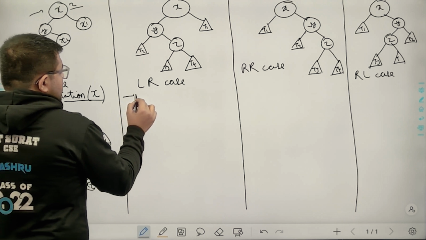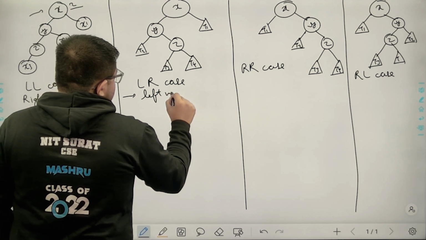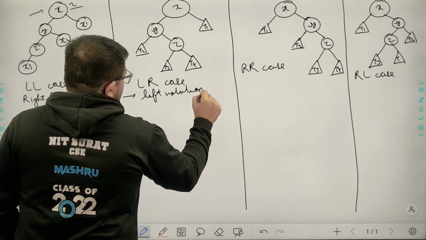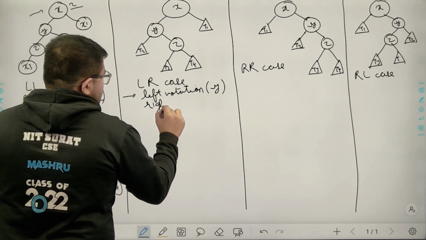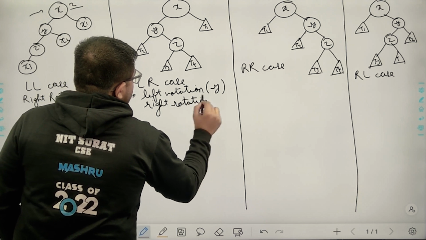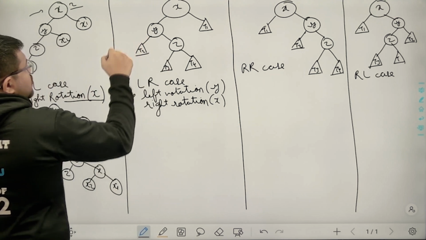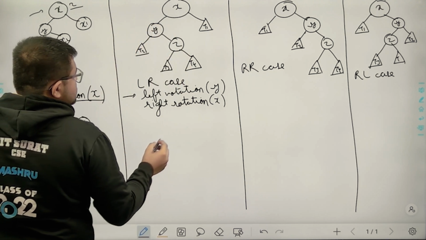Okay, so here what we will do, first of all, here we will do left rotation on Y, and then we will do right rotation on X. Okay, so left rotation on Y means catch Y and rotate it left. Okay, so what will happen?